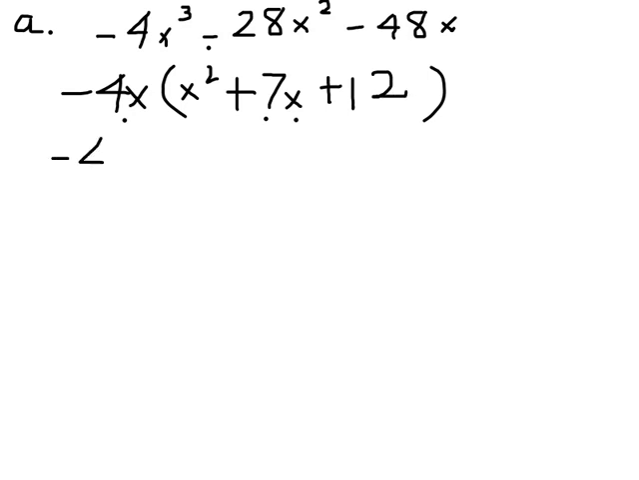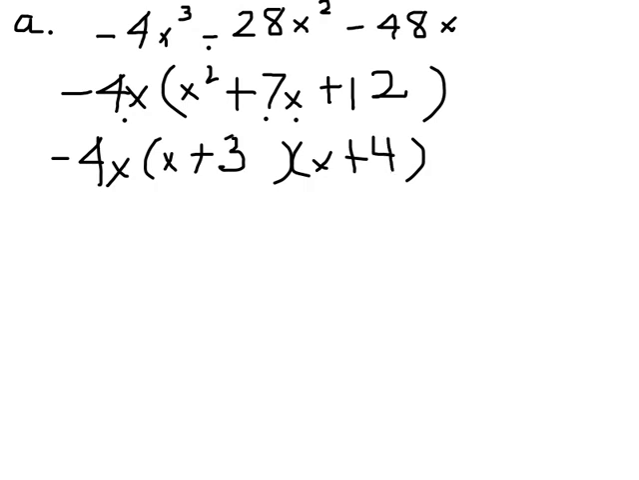Now I can factor what I have inside the parentheses, and let's see, I need the factors of 12 that will add to 7. I know that everything is positive, and the factors of 12 that will add to 7, that's easy, are 3 and 4. Alright, good job.